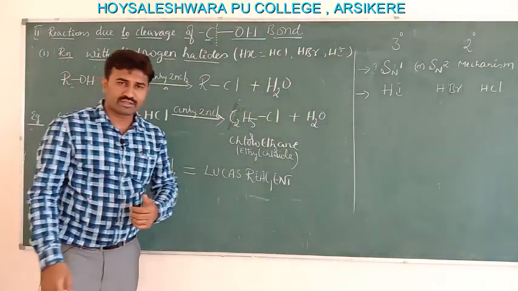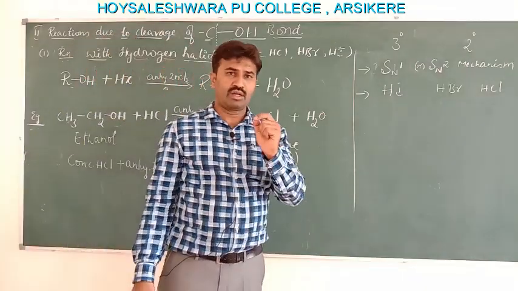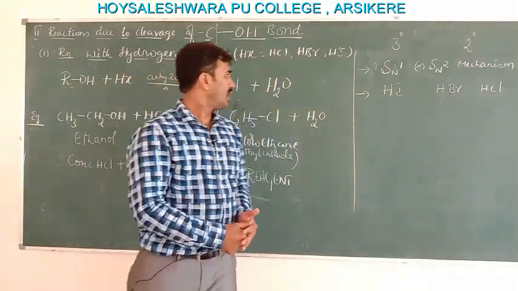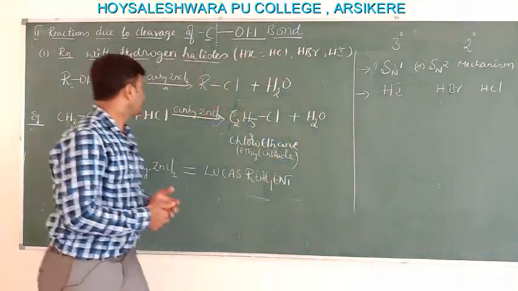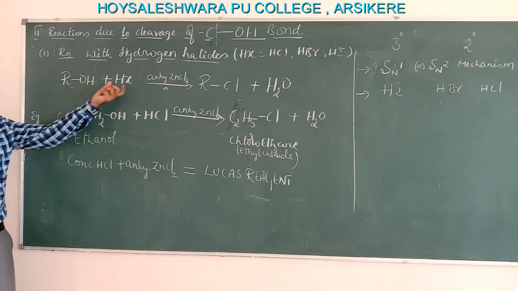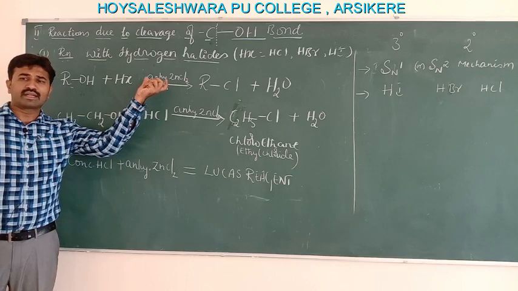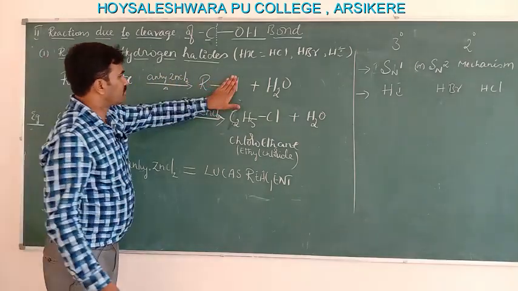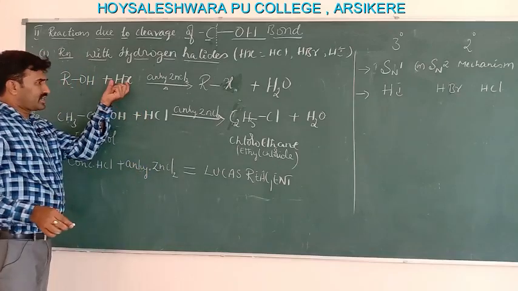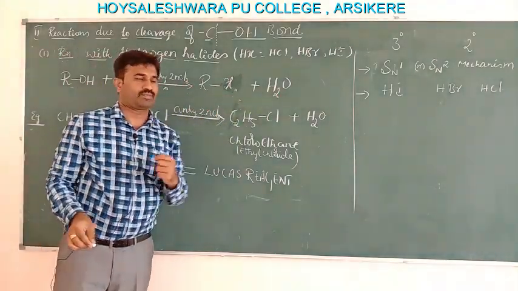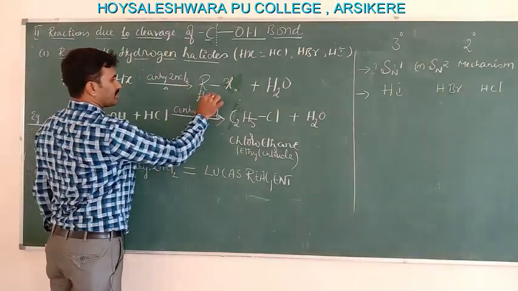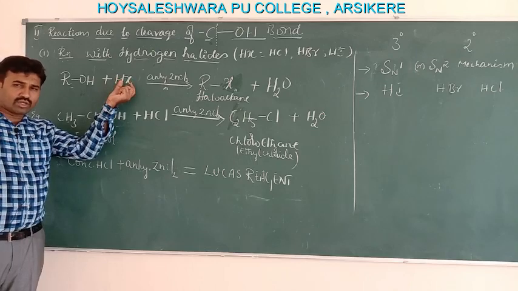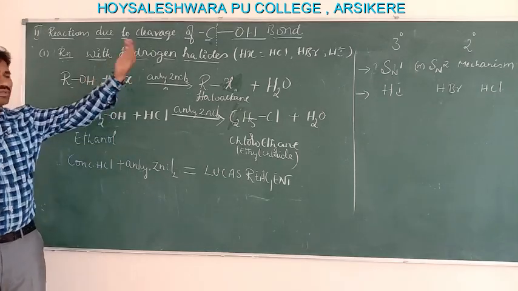When alcohols react with hydrogen halides in presence of anhydrous zinc chloride as a catalyst or concentrated sulfuric acid as a catalyst, they form the respective haloalkanes and H2O is formed. Consider an example here. Alcohol reacts with hydrogen halide in presence of a catalyst, anhydrous zinc chloride, and if we use HX here we will get RX plus H2O, that is haloalkane. This X may be replaced by either chloro or bromo or iodo to form the respective haloalkanes.